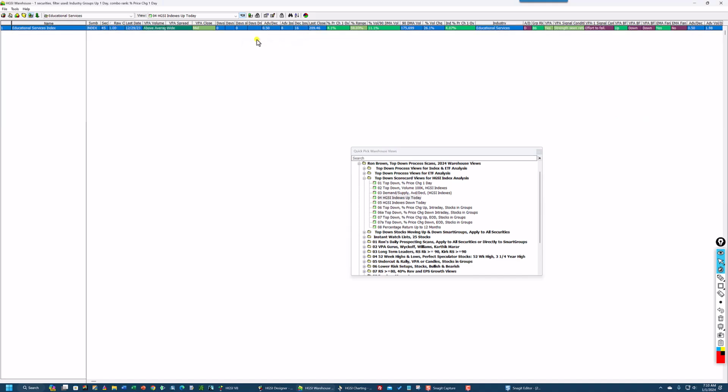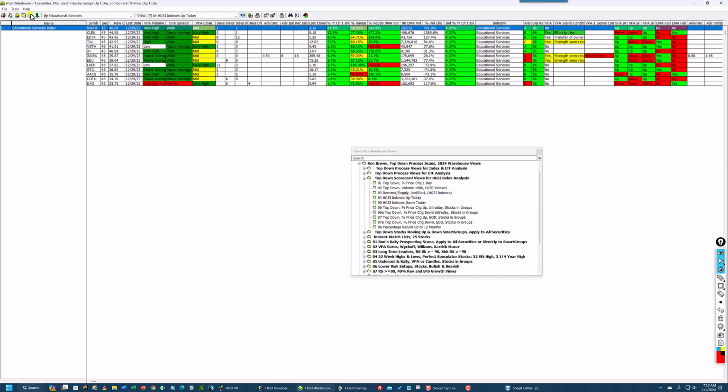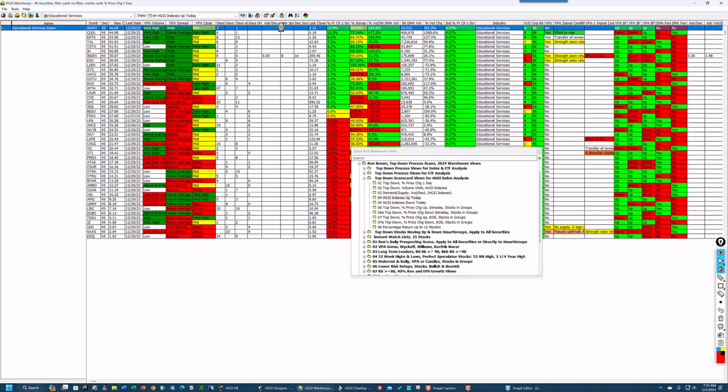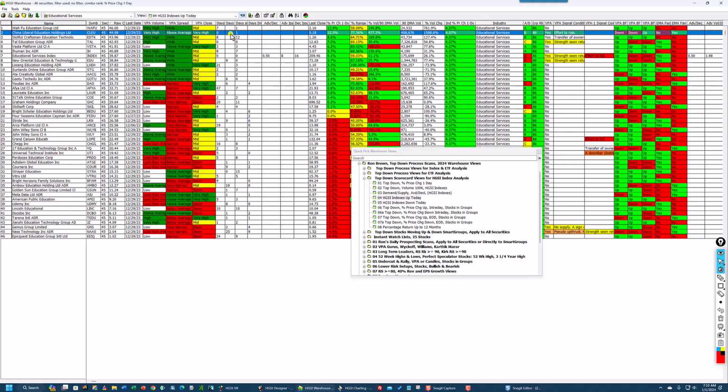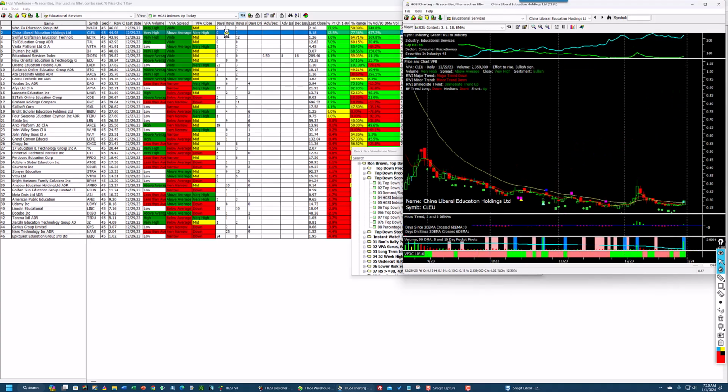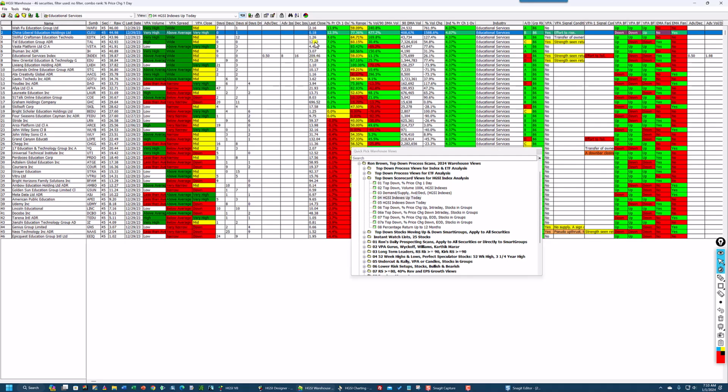Let's change to the industry group. Nothing crossed over on the industry group today. But if I take this filter off by holding my shift key, I can see where the freshest stocks are. Here's one: China Liberal Arts Education, or Liberal Education. I'd be very leery of anything like this. You look over here and you can see what's junk and what isn't by looking at the prices.